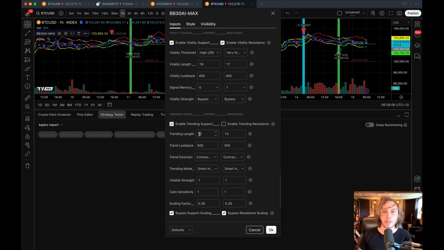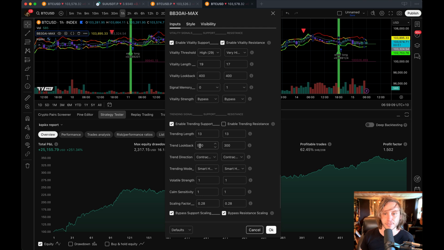Now, I did change this to 13 and 500. The default is like 13 and 300, but I knew 500 would be a little bit better on the strategy because I actually did a quick test on that. It's not that much different, though.